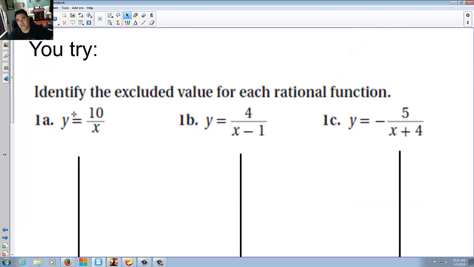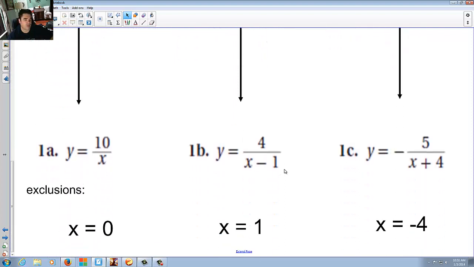You try, go ahead. Identify the excluded value for each rational function. So for each one, find what I can't have. In other words, what's going to make the denominator equal 0 in each one? Go ahead. Let's see how you did. So the first one, just x equals 0. Could it be a number over 0? No. Here, x equals 1 because 1 minus 1 is 0. And here, negative 4 plus 4 is also 0.